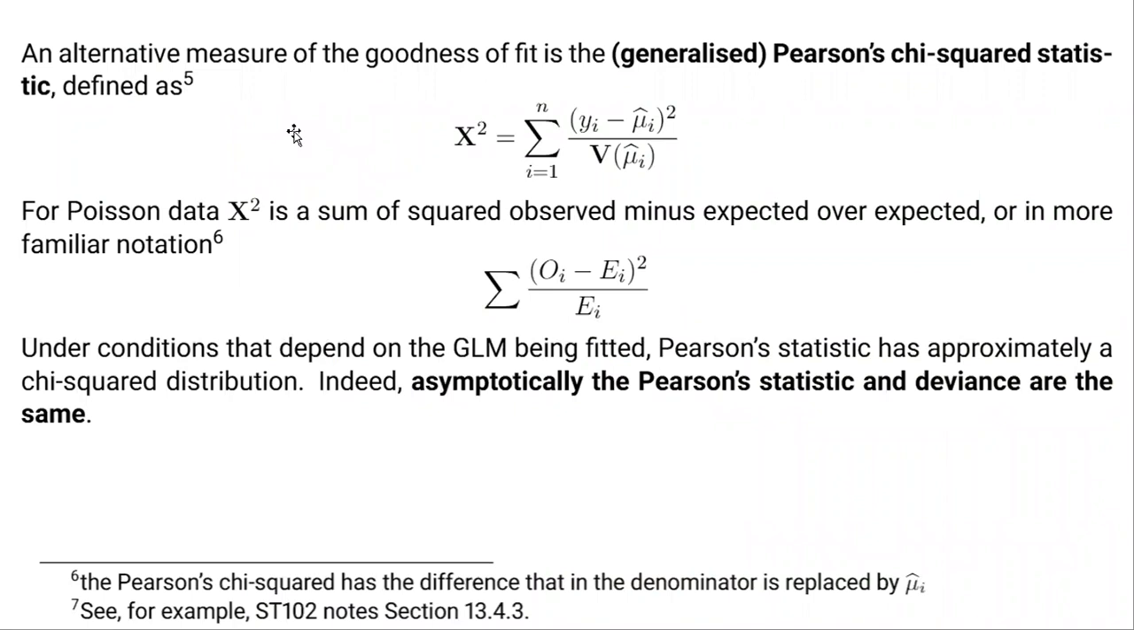All right. An alternative measure for the goodness of fit is the Pearson's chi-square statistic. Now, this bears a relation to what was taught in ST102 when you looked at the chi-square for the goodness of fit. This expression here, you can go back to that in the notes mentioned here. And asymptotically, in large samples, they are pretty much asymptotically the same. So that's the only thing to note.